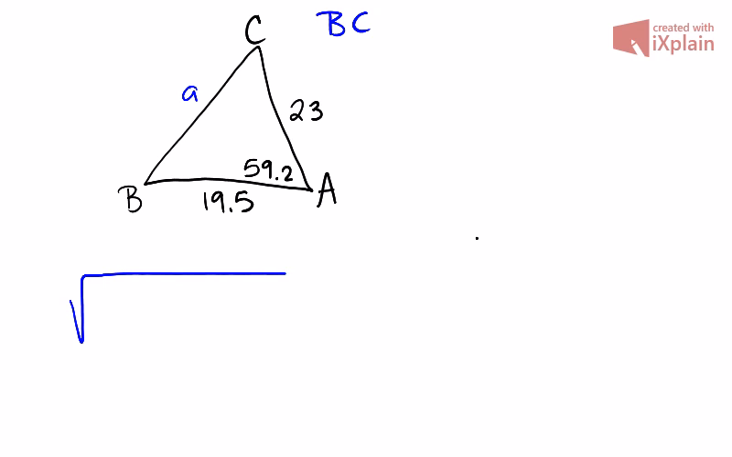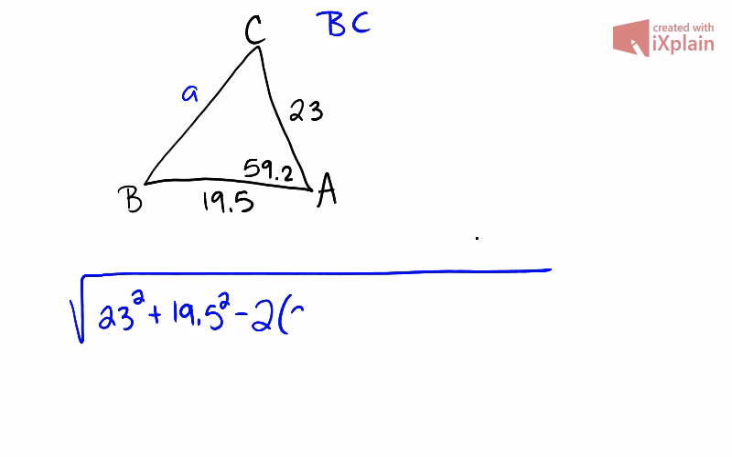So we just do the square root, and we're going to do the two legs. They go first in the formula, so it's going to be b squared plus c squared. So we're going to do 23 squared plus 19.5 squared minus 2 times 23 times 19.5 times cosine of 59.2. And this is the work.